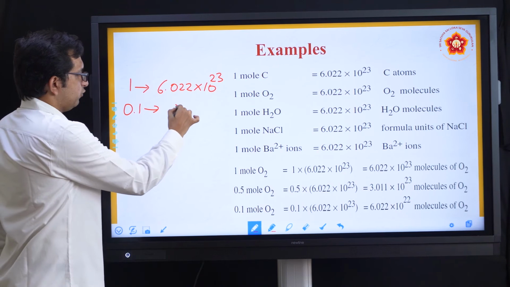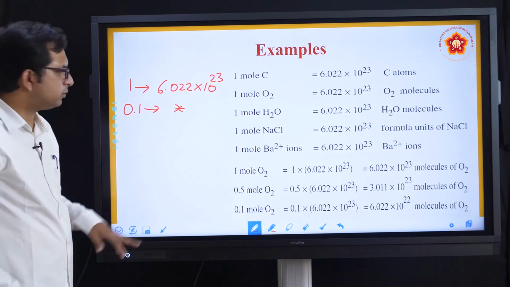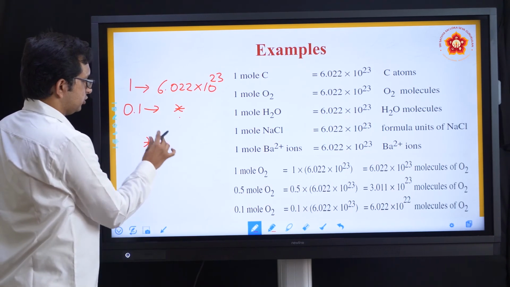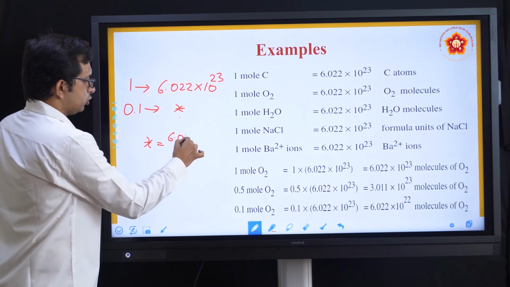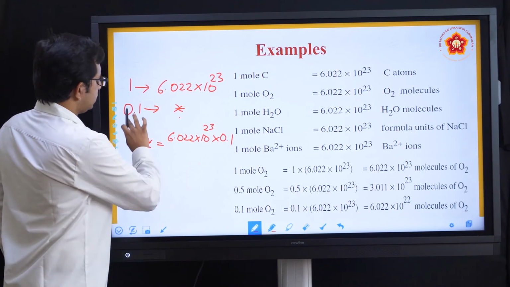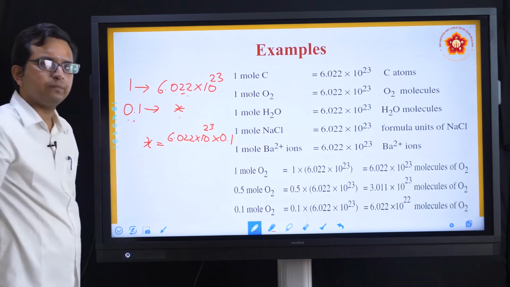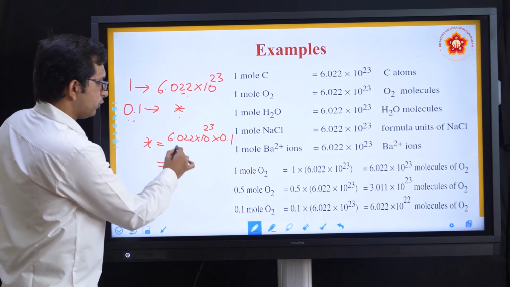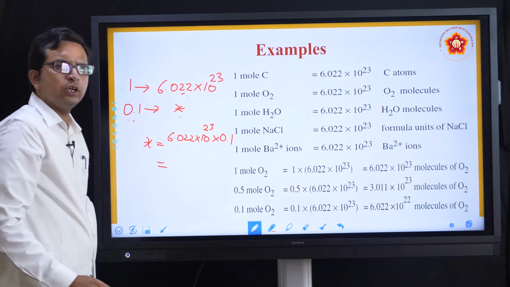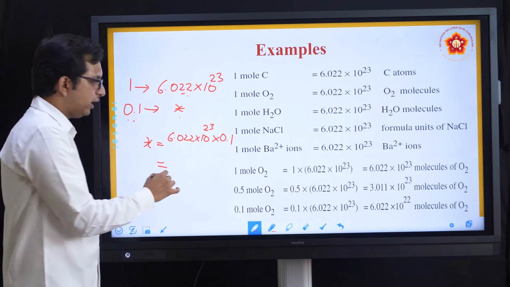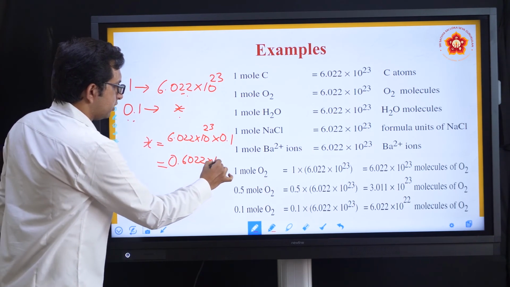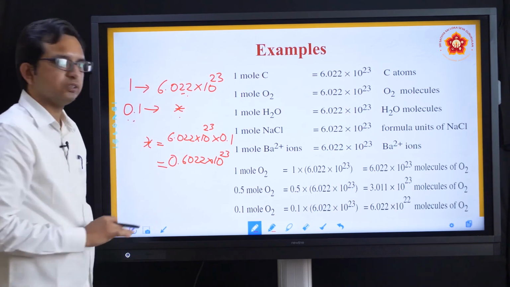What about 0.1 mole? I don't know this, therefore X. And the moment X comes, what to do? Cross multiply these parts. So 1 into X, I can always write it as X is equal to 6.022 into 10 raised to 23 into 0.1. This 0.1 has been multiplied with this part. So what will this be equal to then? If you just see the variations that we have in these cases, 0.1 into 6.022 will be equal to 0.6022 into 10 raised to 23. This is the calculation that we get.